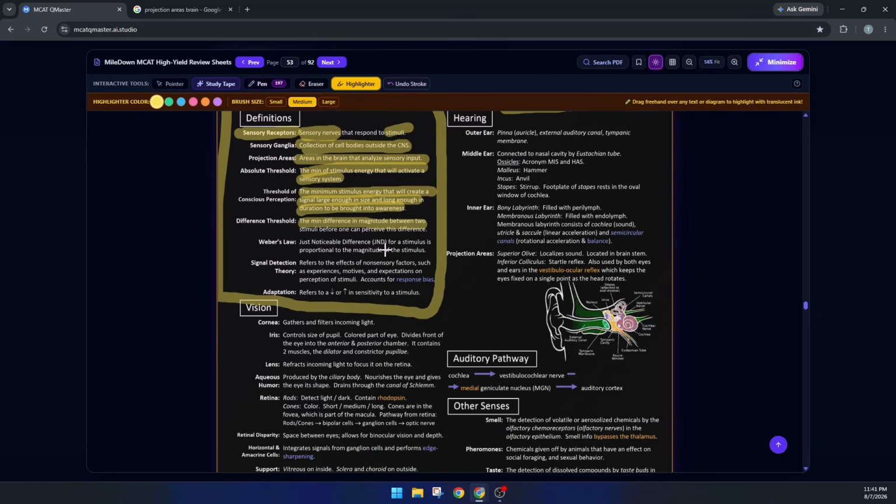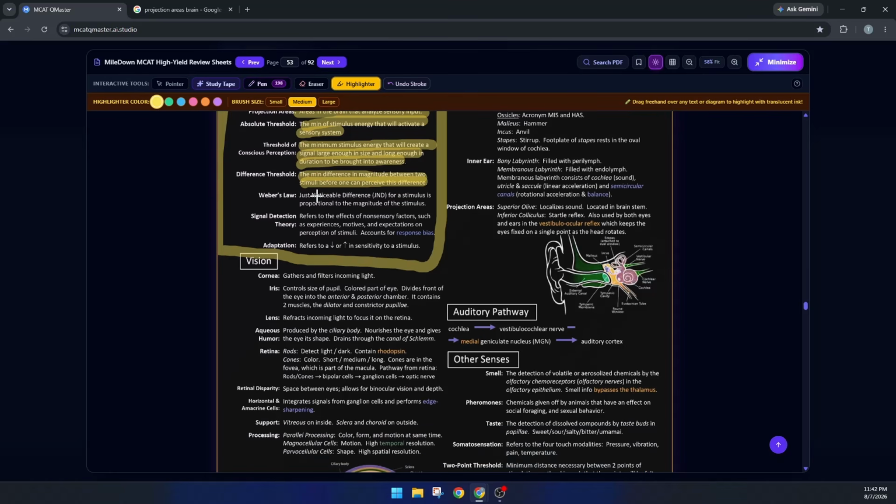The minimum difference in magnitude between stimuli before one can perceive this difference. So a difference threshold means basically if I had a 5-pound weight and I kept increasing it by 0.1, 0.2, 0.3 pounds, 5.4 pounds, 5.5 pounds, what is the minimum difference in magnitude before I can notice that this weight got heavier? So that's a difference threshold, right? Weber's law. This is basically part of the difference thresholds. Just study those kind of together.